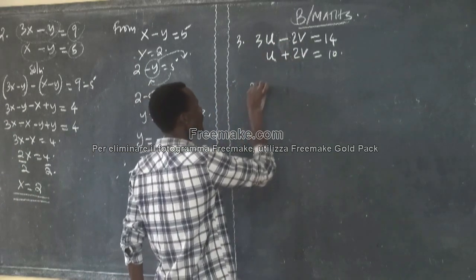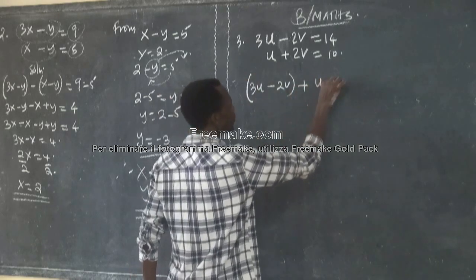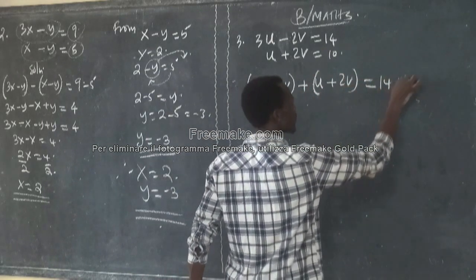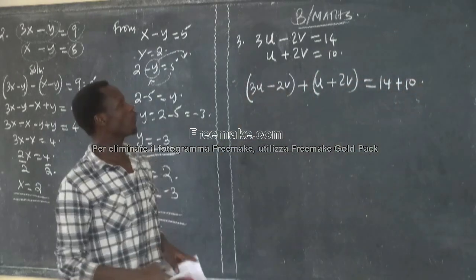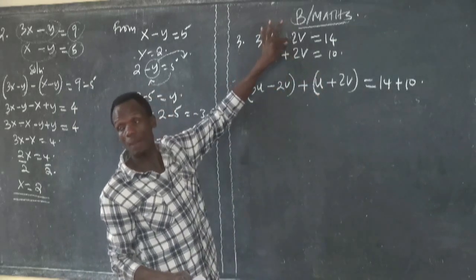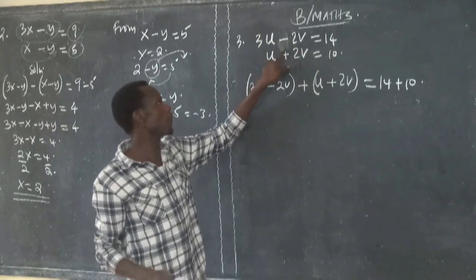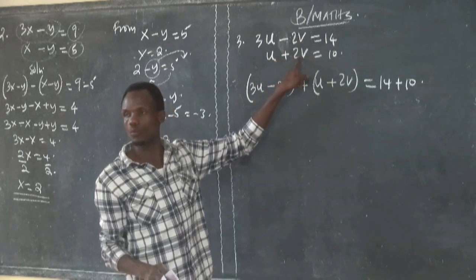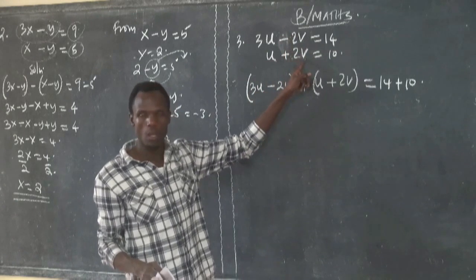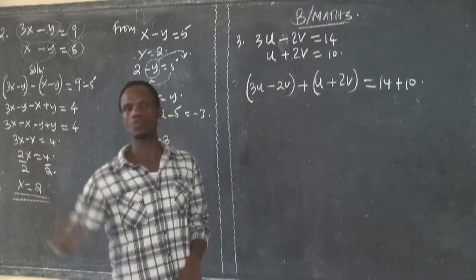And therefore, we have 3u minus 2v, then plus u plus 2v, then is equal to 14 plus what? Plus 10. Kwa badala ya kuzitoa tunazijumlisha. Kwa sababu ni kweli hapa zinafanana, lakini alama zao zinafanyaje? Zinatofautiana. Ukiendelea kuzitoa hizi hapa kwa sababu negative 2 minus negative 2, I mean negative 2 minus positive 2, itakuwa negative 4. Because you won't eliminate them. So what definitely you do it in the opposite way.